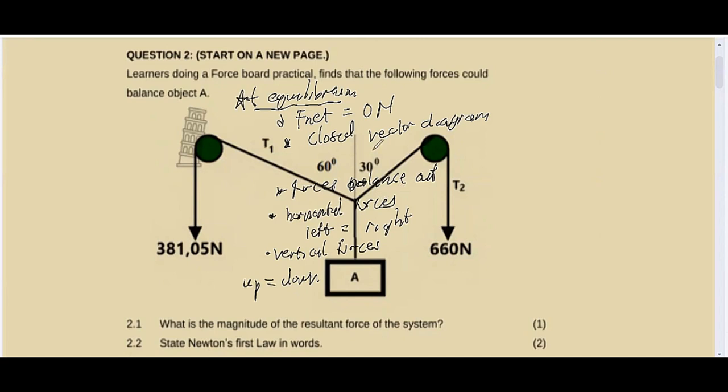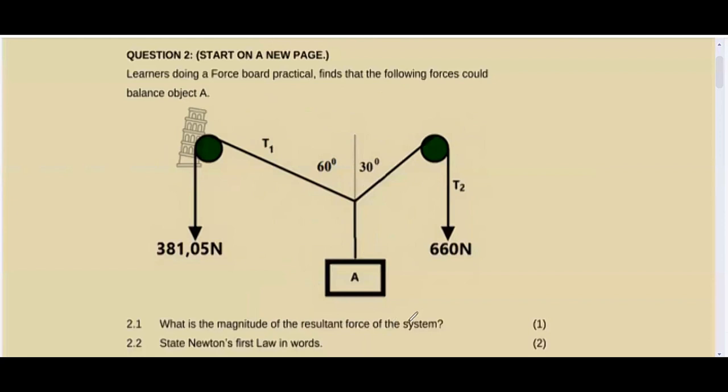So it's not moving at all. It is stationary there, right? So meaning that our F net is 0 newtons, and then closed vector diagram, then the forces balance out. Now we are being asked in 2.1, what is the magnitude of the resultant force of the system? We already know. You can even see it's 1 mark. So you're just supposed to say it's 0 newtons, right? So it's 0 newtons, guys.